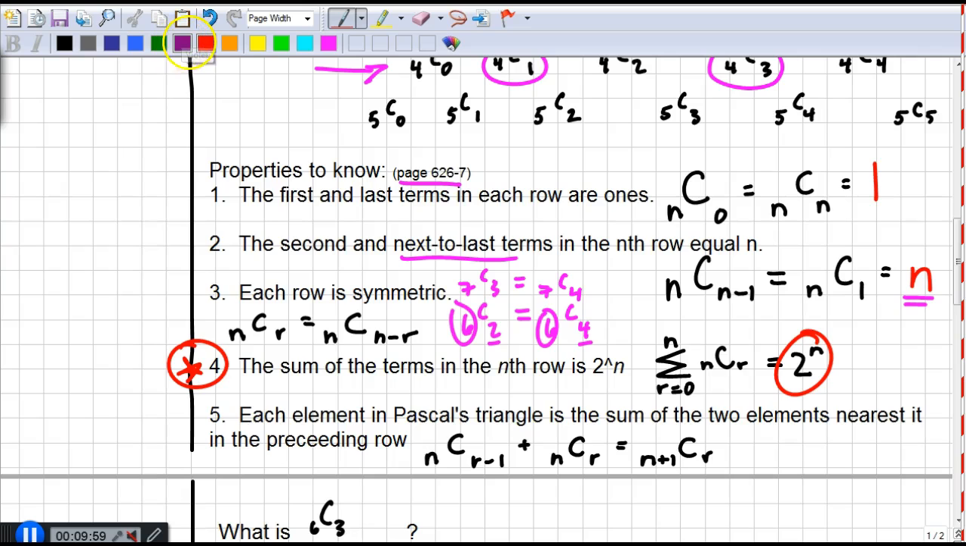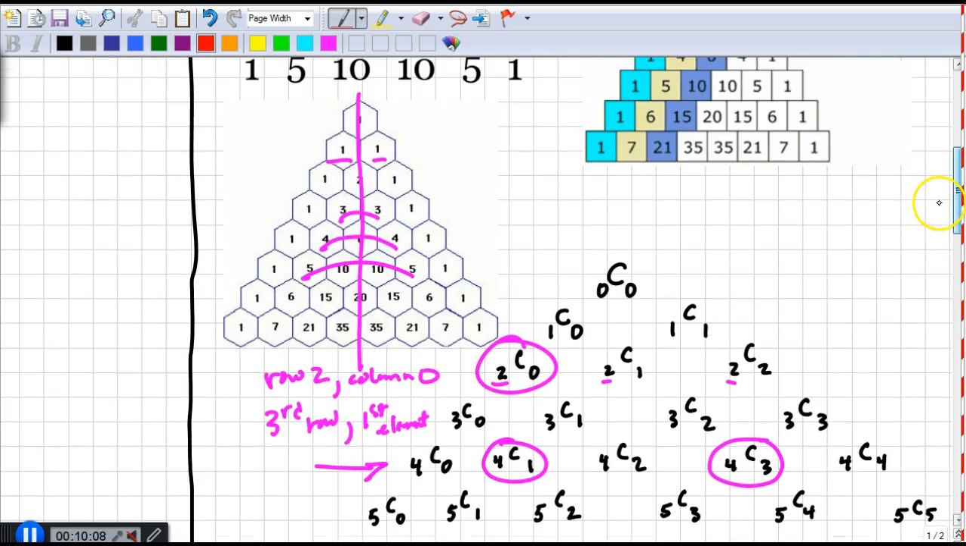The last property is a pretty easy one. Each element in the triangle is the sum of the two elements nearest it in the preceding row. Let's take a look.